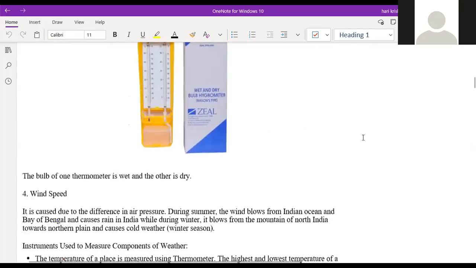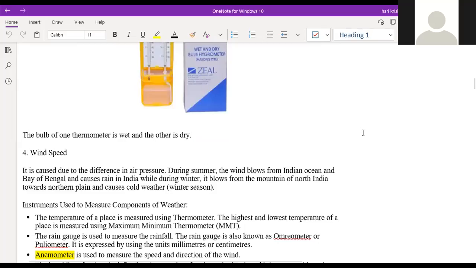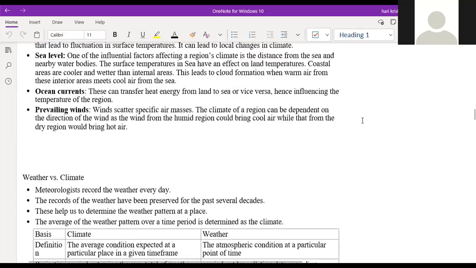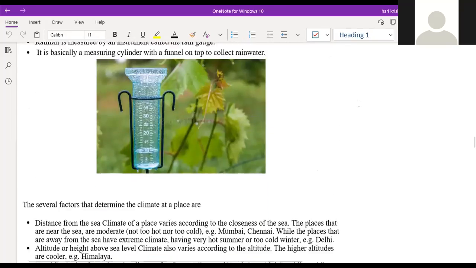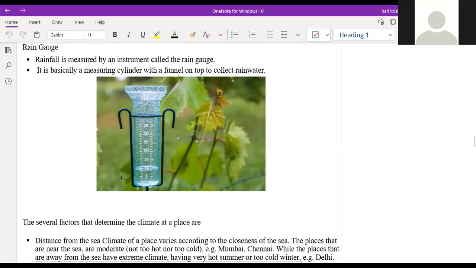So what will it do? It will collect the rainwater. Whatever water droplets are coming, it will collect that rainwater. And it will tell how much rain has fallen. It will give the information in centimeters of rain falling.